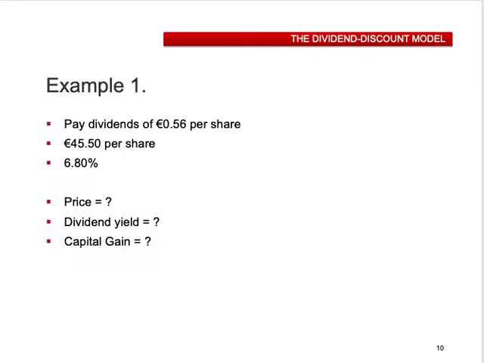Let's look at example number 1. Suppose you expect biotech to pay dividends of 56 cents per share in the coming year and trade for 45.50 per share at the end of the year. If investments with equivalent risk to biotech stock have an expected return of 6.8%, what is the most you would pay today for biotech stock? And what dividend yield and capital gain would you expect at this price? Good luck.